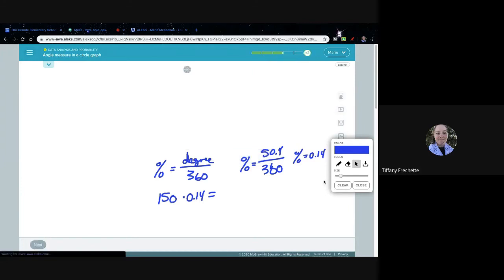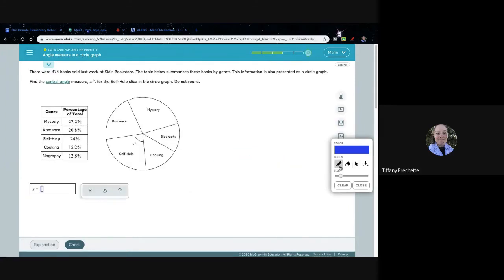All right, one more of these. Clear that out. So there were 375 books sold last week at Sid's bookstore. So we know a total number. The table below summarizes these books by genre. This information is also presented as a circle graph. Find the central angle measure, the degree for x, for the self-help slice in the circle graph.